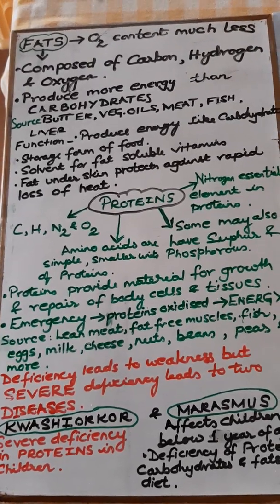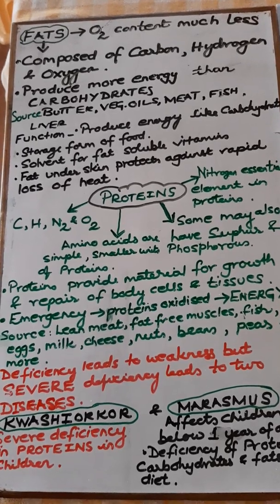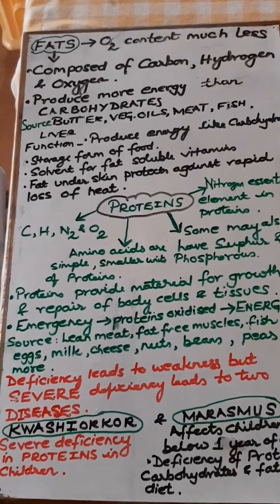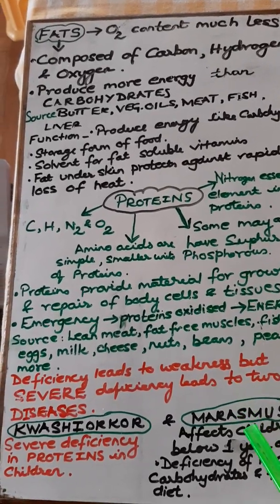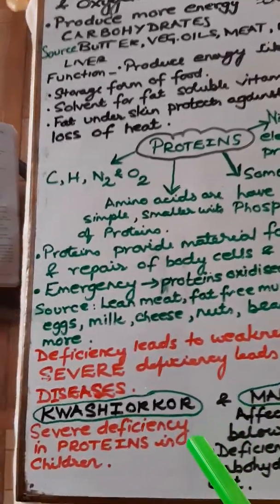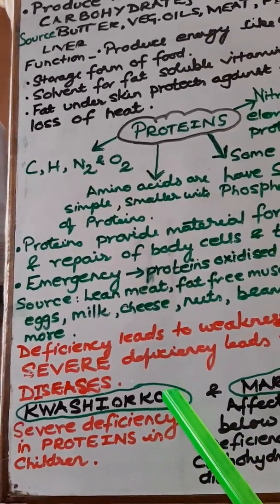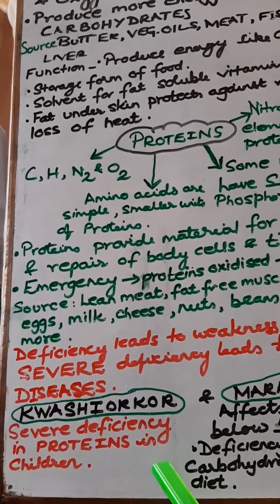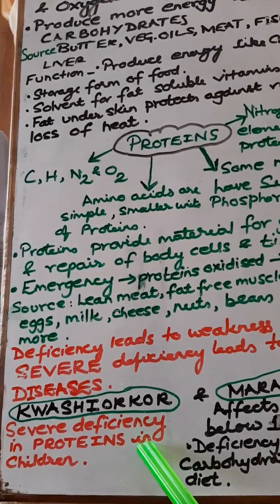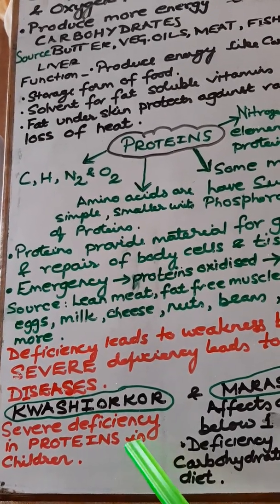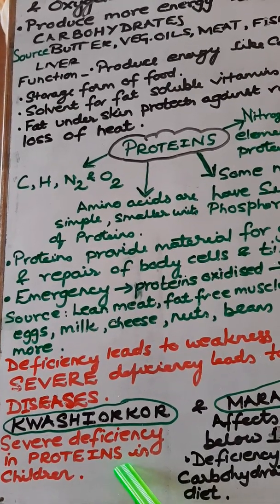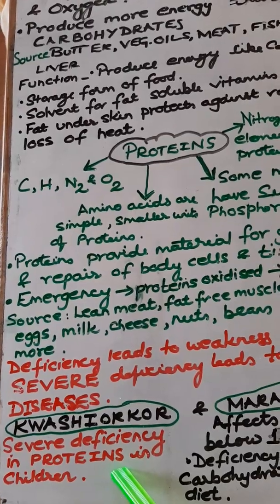Now, deficiency leads to weakness, but if there is severe deficiency, then it leads to two diseases, especially in children. One is called kwashiorkor and the other one is called Marasmus. Kwashiorkor is severe deficiency in proteins in children. This happens usually when a child is all of a sudden weaned off from breast milk. Weaned off meaning stoppage of breast milk.